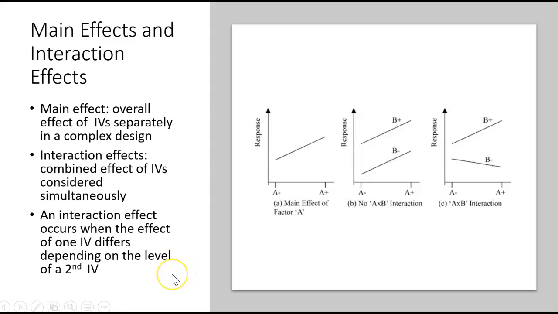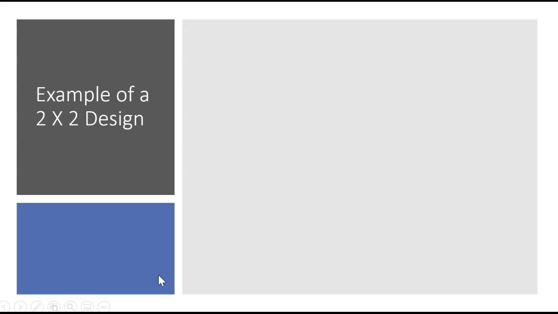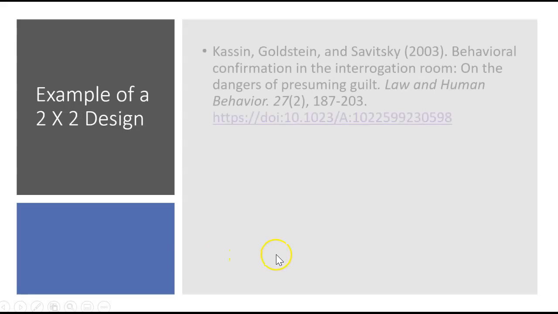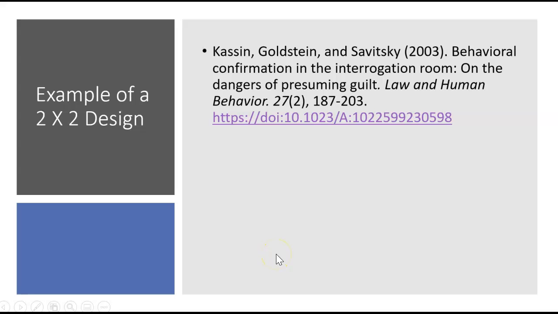An interaction effect happens when the values of one of your independent variables look different depending on the value of the second independent variable. Now here's a concrete example of a 2x2 design. This is the article on which this example is based. I'm only going to focus on a handful of the findings, not all of them. And your authors use this as an example in your text as well.